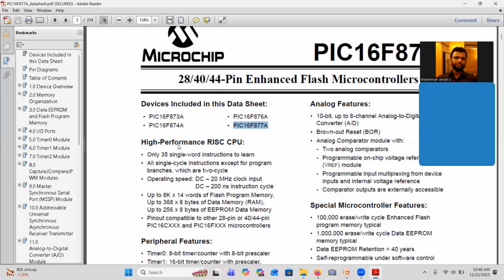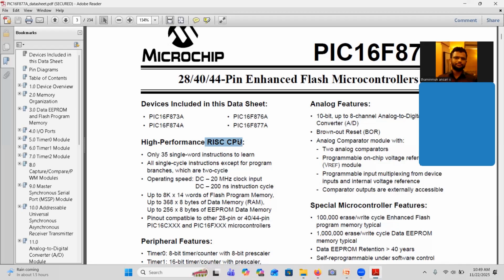Then, high performance RISC CPU. What does RISC CPU mean, Amir? It is an architecture, RISC architecture. What is the expansion of RISC? Reduced Instruction Set. Right, it is a reduced instruction set central processing unit, so it has a very limited number of instructions.